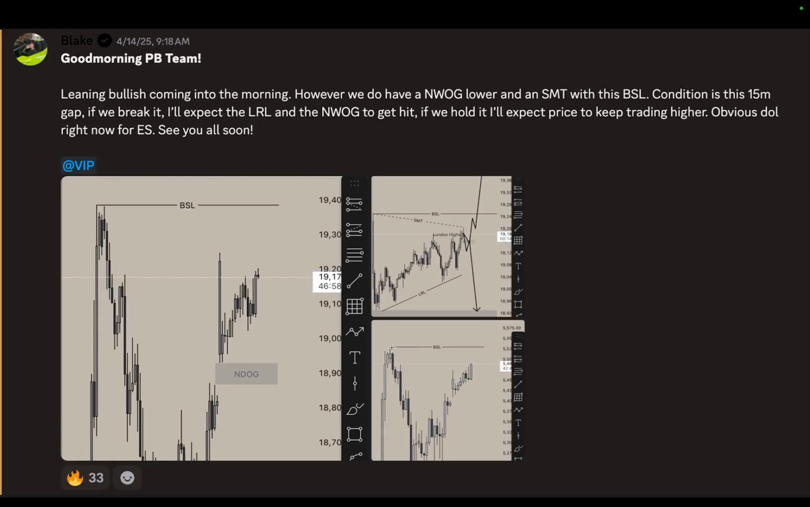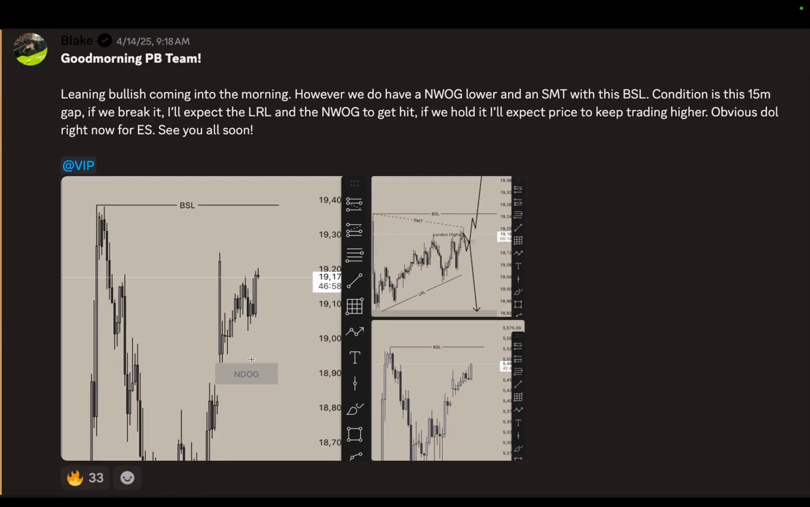Because the thing is, guys, we can have very obvious liquidity pools, and this is something that I forgot to go over, but an NDOG or NWOG, that's a liquidity pool. That's a draw on liquidity, right? That can be something that's really obvious, but if price is not telling us that we want to go there, then we do not have to take shorts towards there, right? So you need to be asking yourself, does price look like it wants to go there?